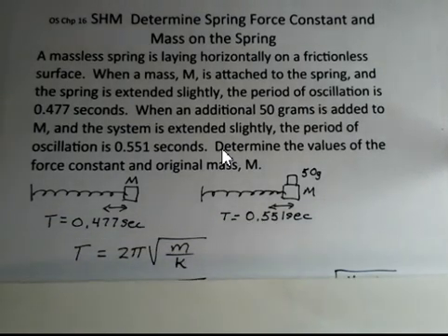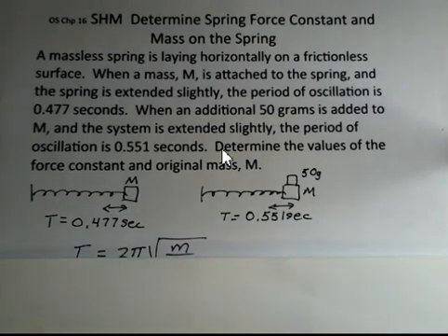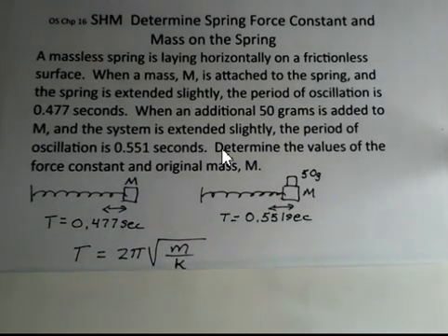The period for a simple spring is 2 pi times the square root of the mass on the spring divided by the force constant of the spring. K is the force constant. Well, can I just use 0.477 seconds for T and calculate both M and K? No. Two unknowns, only one equation. I need two equations to solve for two unknowns.